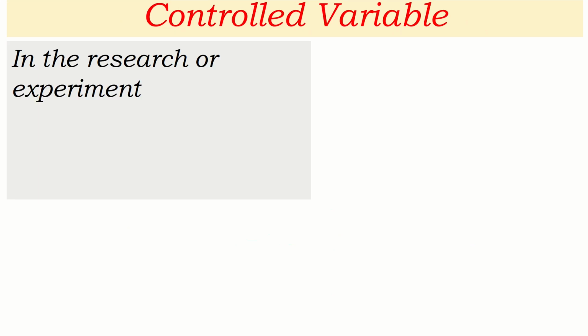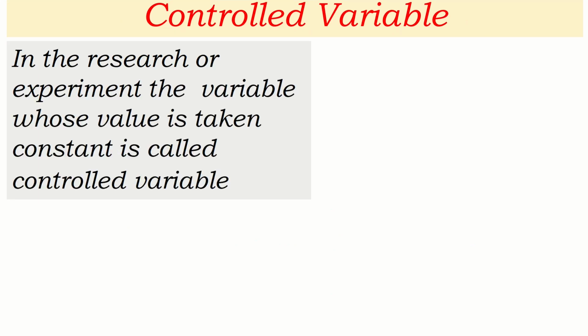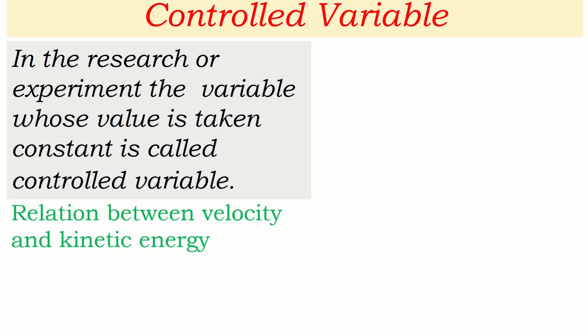Okay, let's go through the control variable also. What is it? In the research or experiment, the variable whose value is taken constant is called the control variable. We can take an example also. Let's say we want to establish the relation between velocity and kinetic energy. Velocity and kinetic energy, how are they related? Then we can do one experiment also.